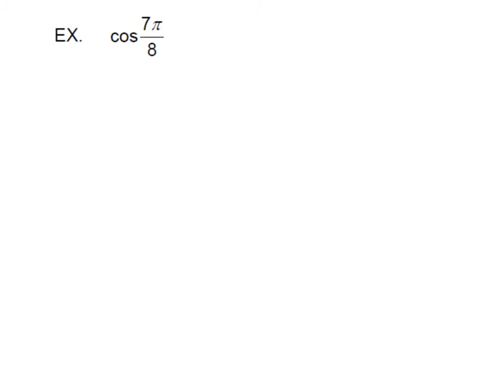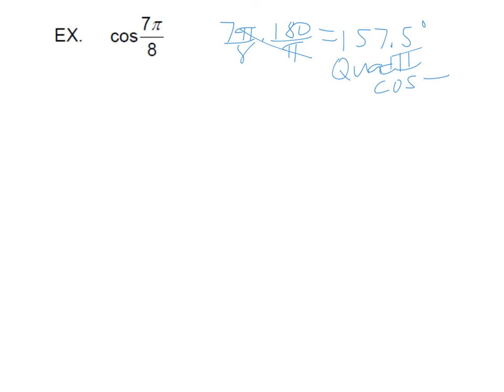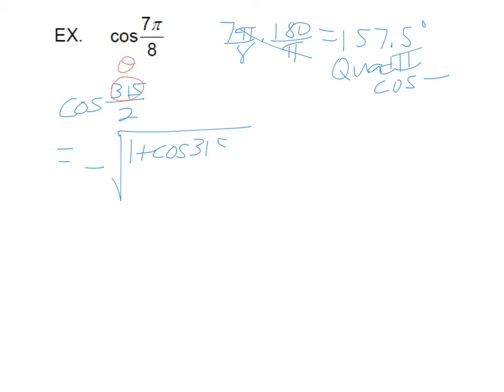Let's do one more. The cosine of 7 pi over 8. So let's convert 7 pi over 8 to degrees. 7 pi over 8 times 180 over pi. The pi's would cancel. You end up with 157.5 degrees. That's quadrant 2. And in quadrant 2, the cosine is negative, so we'll need a negative in front of our square root. Now we double 157.5, and that's 315 degrees. So we're finding the cosine of 315 over 2. 315 is the theta. I know I need the negative because I'm in quadrant 2. 1 plus cosine of 315 all over 2. And the cosine of 315 is square root of 2 over 2. So 1 plus square root of 2 over 2 all over 2.